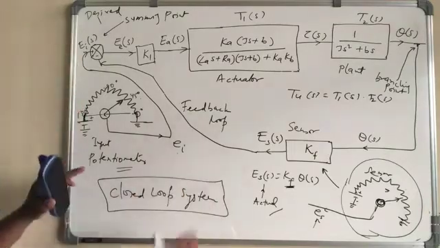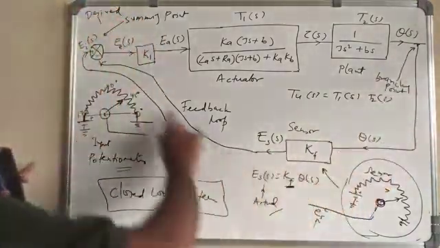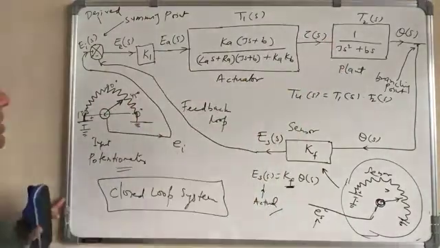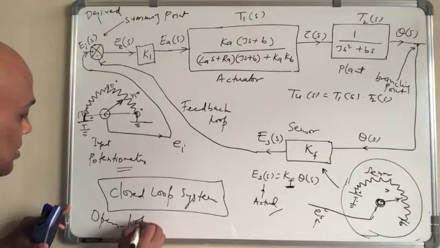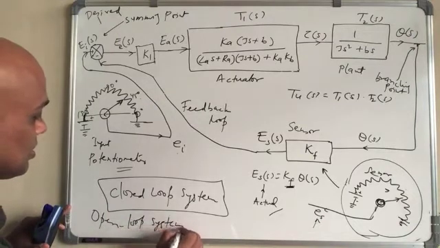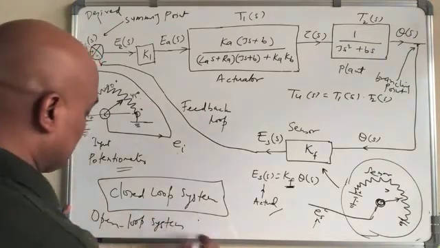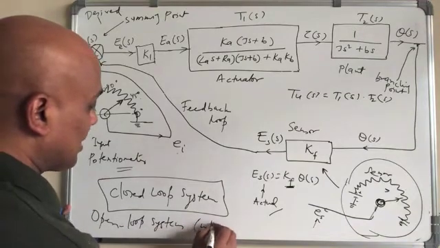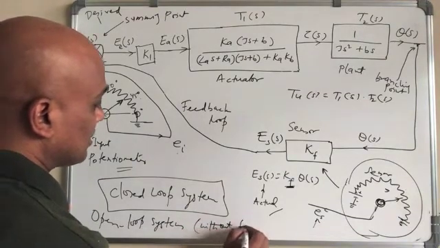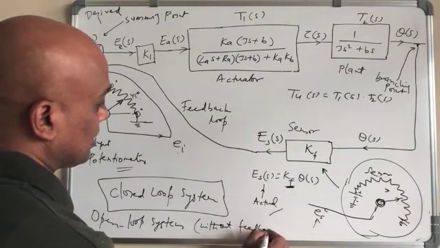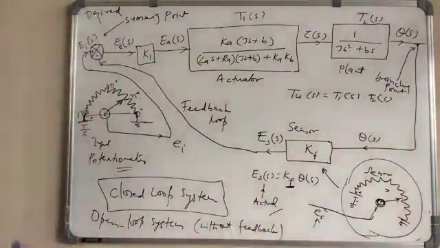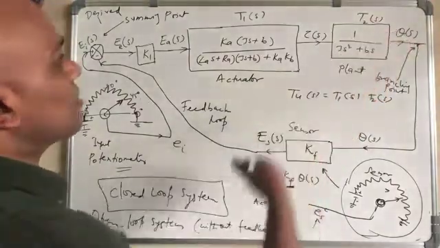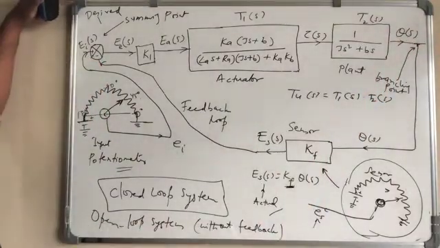If we do not have the sensor here, then it will be an open loop system. Open loop, without feedback. Okay. So how does it work, basically?